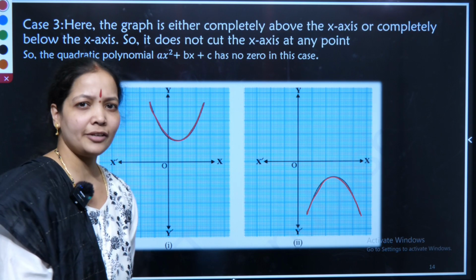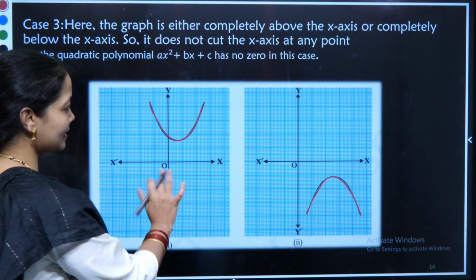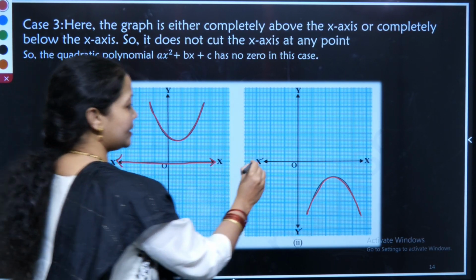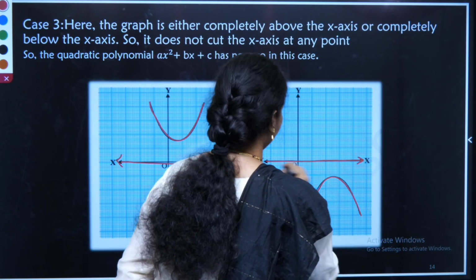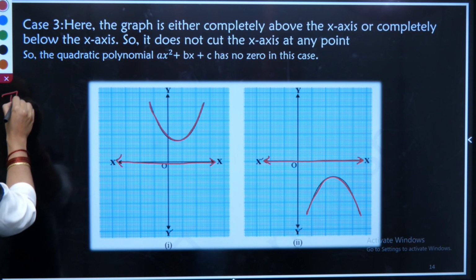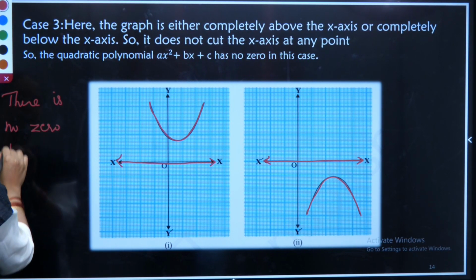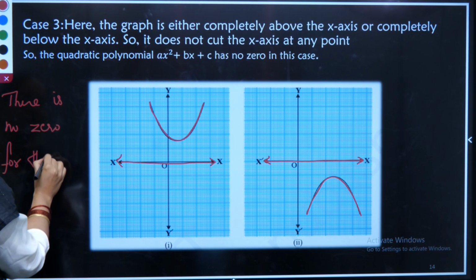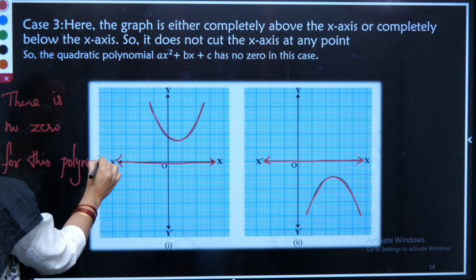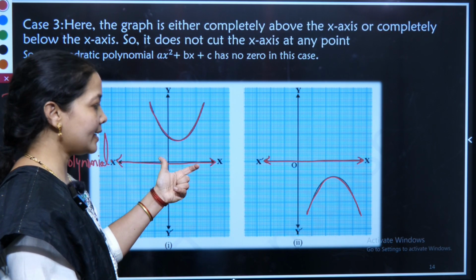So is the graph touching the x-axis somewhere? Can you just analyze? Is it touching the x-axis? No, right? This is not at all touching the x-axis, correct? So there is no zero for this polynomial. The number of zeros is not at all there here because the graph is not at all touching the x-axis.